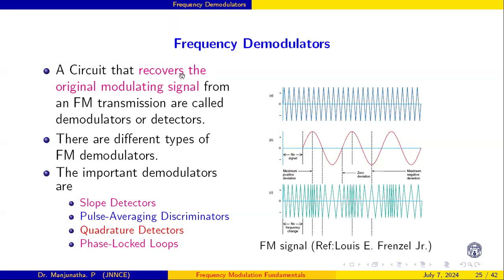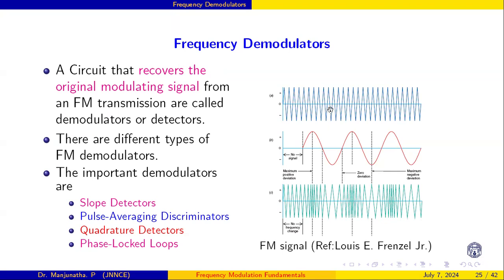In this video, I'm going to explain different types of frequency demodulators. What is a frequency demodulator? A circuit that recovers the original modulating signal from an FM transmitted signal is called a demodulator or detector.